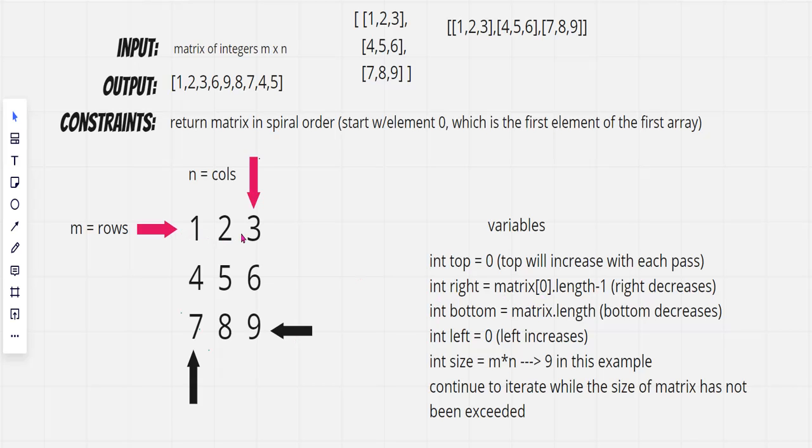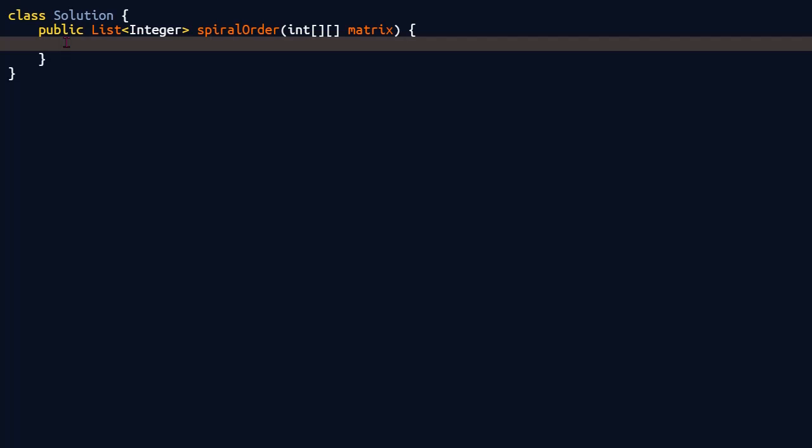Every time we pass the top, we're going to increment it, because this is row 0, and then we'll be at row 1, and then at row 2. So you want that number to increase each time so you don't repeat. You do the same thing for the bottom and for the left. And then again, keep track of the size and how many elements you've input into the output array, and then you should be good to go. Let's go ahead and code this out.